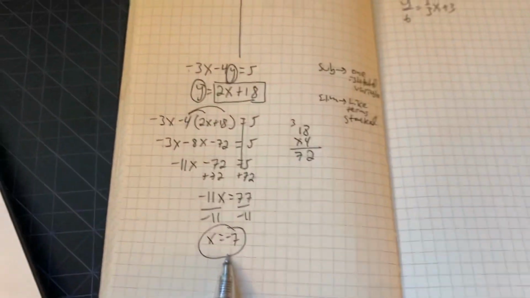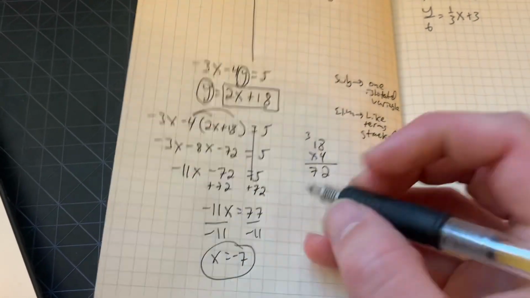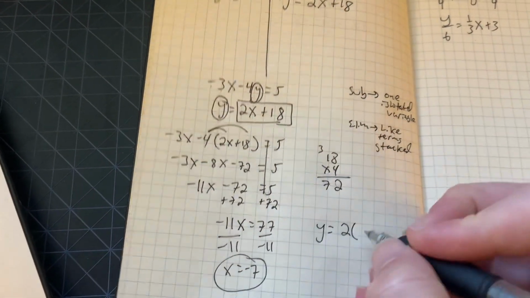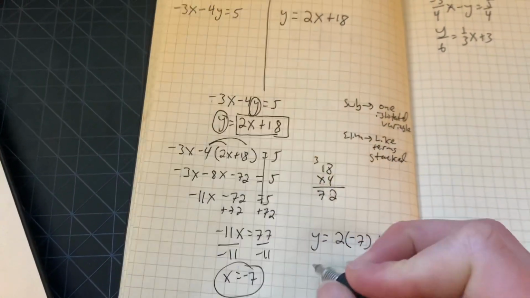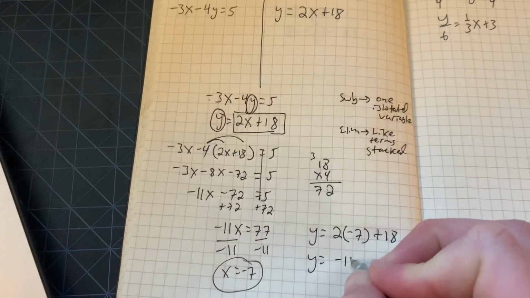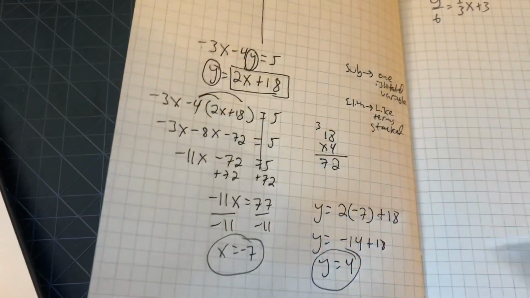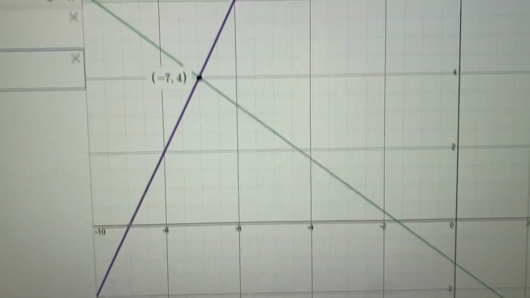And now we're gonna plug that in to make sure we get y. I'm gonna choose this bottom one because y is already alone over there. So y is equal to 2 parentheses, my answer, plus 18. So y is equal to -14 plus 18. Y is equal to +4. And voila, that is the answer that should be nice and confirmed with our graph.